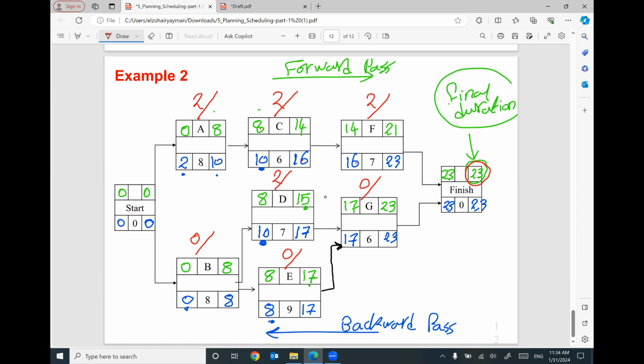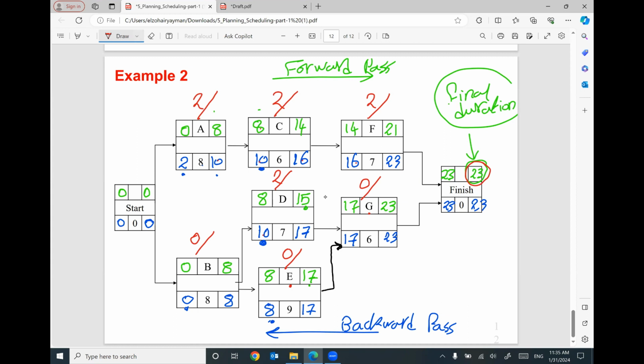Activity B is critical, cannot be delayed. Activity E is critical, cannot be delayed. Activity G is critical, cannot be delayed. These activities B, E, G are critical. We will define them later.